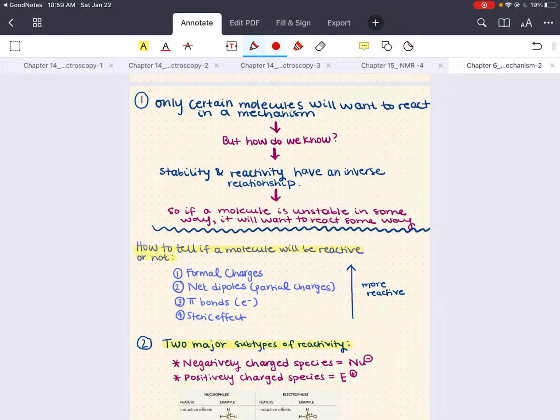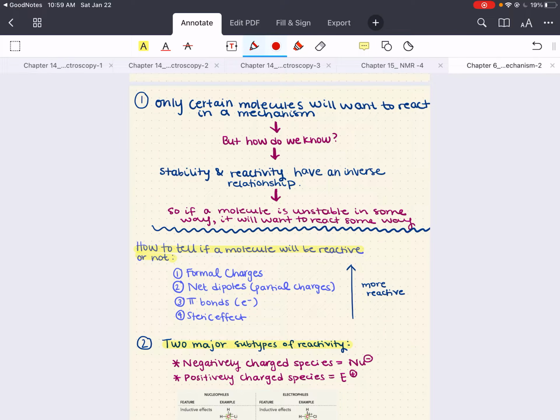Now, it's good to know that only certain molecules will want to react in a mechanism. But how do we distinguish when and how? Well, we need to keep in mind that stability and reactivity have this sort of inverse relationship. So if a molecule is unstable in some way, it's going to want to react. Now, the obvious follow-up question is, how can we tell if a molecule wants to react or not?